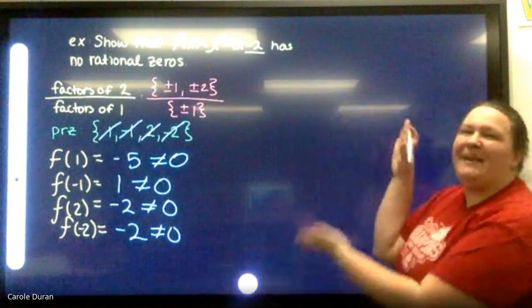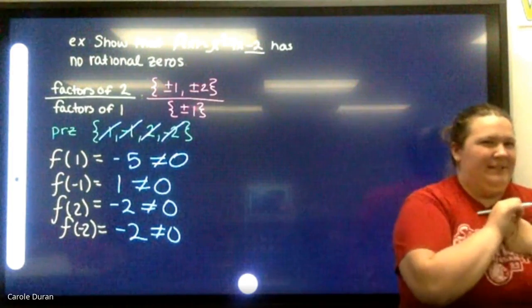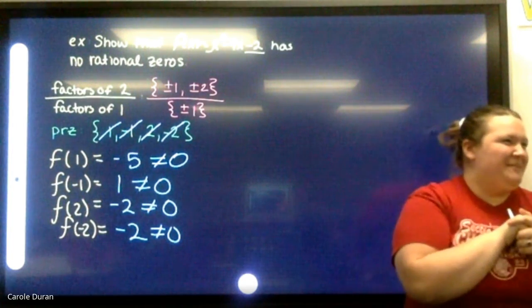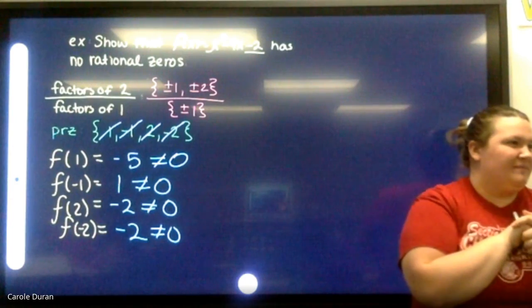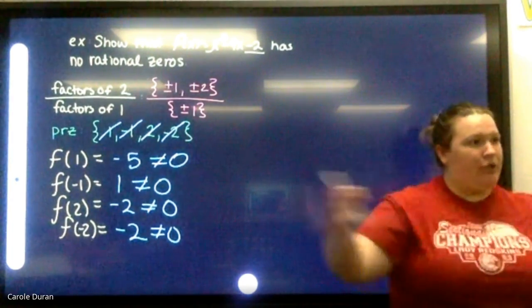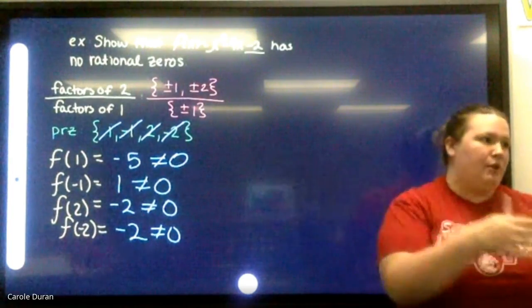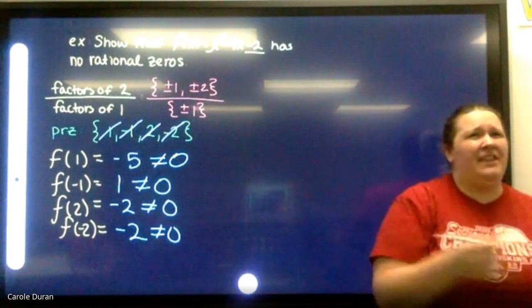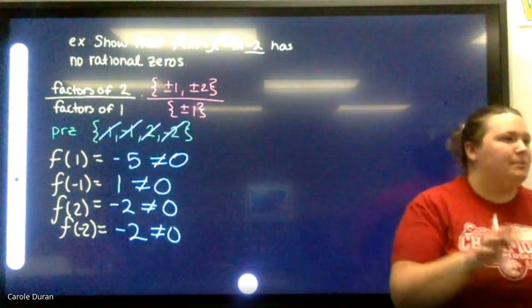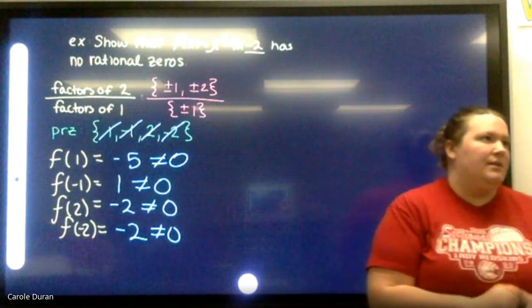Does this make sense to everyone? That's okay, we're going to do more. Even if I had x to the 5th, I could have 30 possible rational roots that I have to narrow down. I think last year I gave a problem that had like 65 possible rational roots.